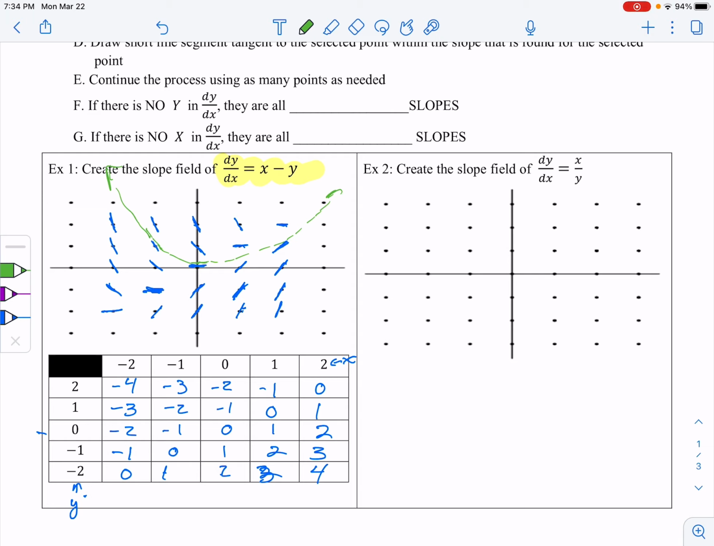Same thing. If you start with the zeros, if x is 0, this is all 0, so these are all lines like this. And if y is 0, it's undefined. Well, how do you graph a line that has an undefined slope? It's vertical, right? So I think that's what they're telling us right here. If x is 0, you have horizontal. And if y is 0, you have vertical.